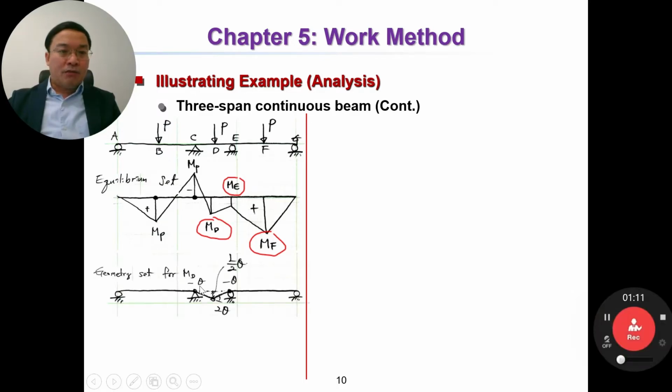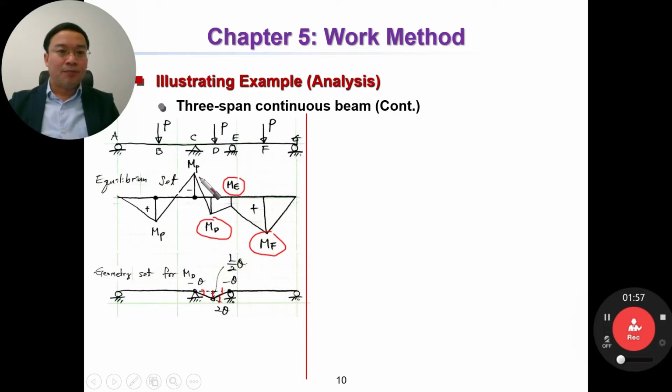And for determining MD, we have a geometry set for MD, like this. Okay, we use this geometry set for MD. Here, minus theta. Okay, this angle is minus theta, and here also minus theta, and this angle is 2 theta. It is the geometry set, or displacement set. Displacement set, and this distance is L over 2 theta.